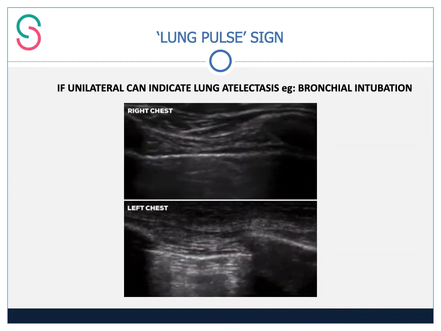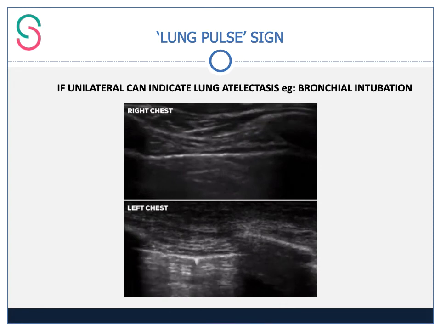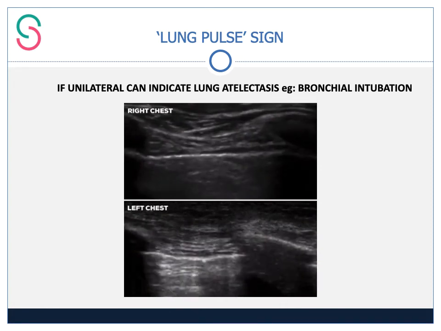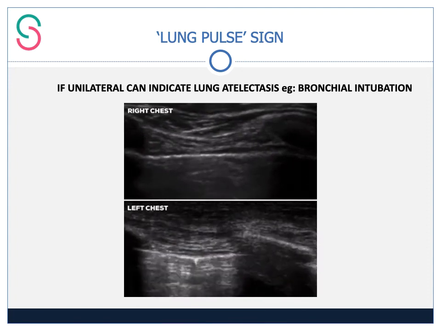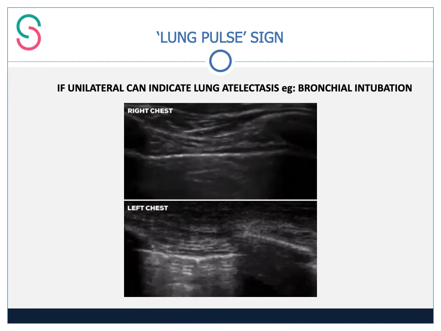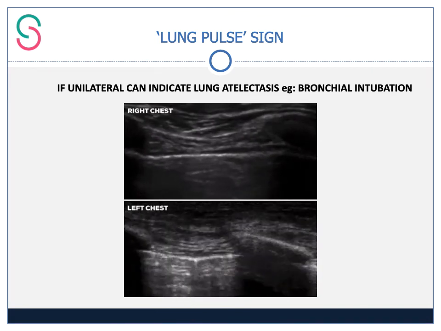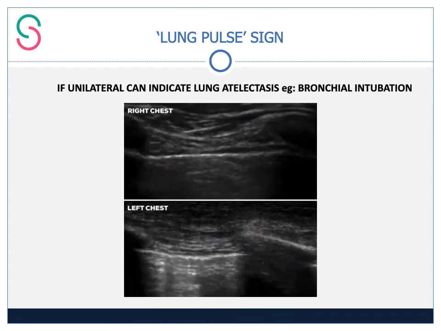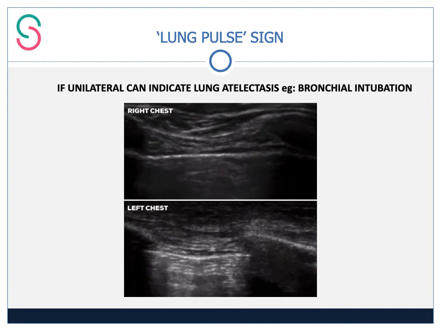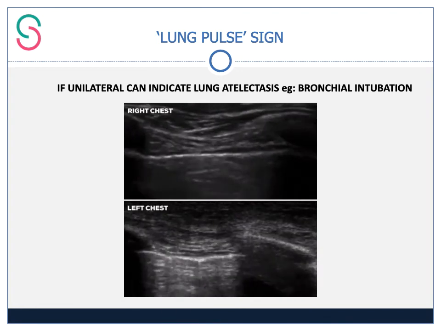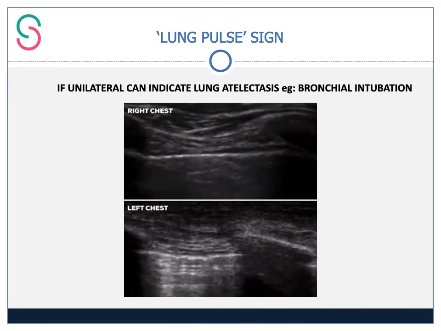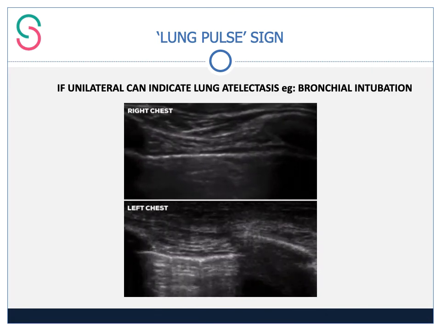And lung pulse is demonstrated on this image. So you can see on the left chest there's normal sliding pleura. On the right chest, if you look closely at the image, you can see a kind of pulsation and a hyperechoic line without sliding. This implies the visceral and parietal pleura are opposed, but for some reason there's no lung movement. This can be seen, for example, after right mainstem intubation where there's left lung atelectasis, and can be a very useful sign in this context.